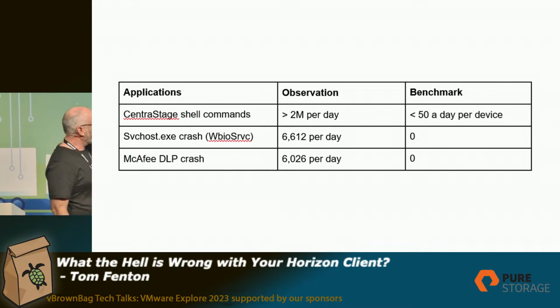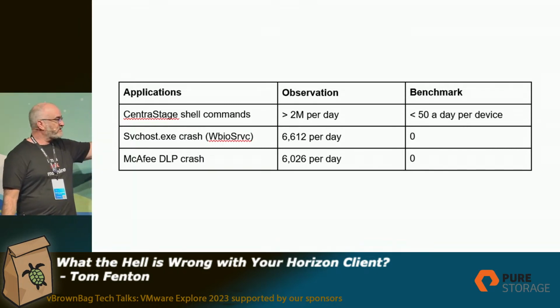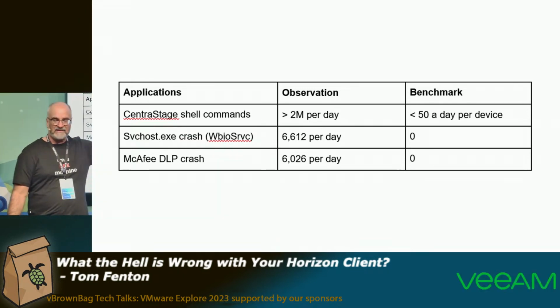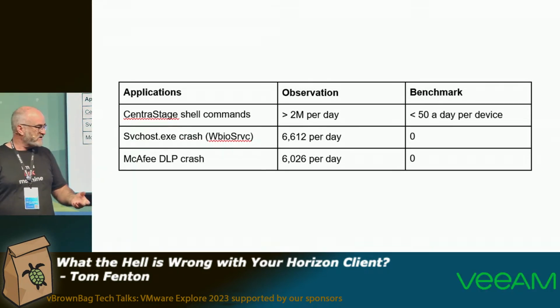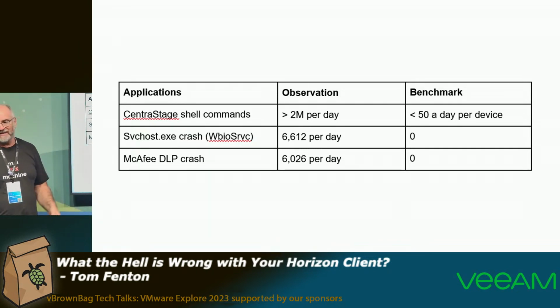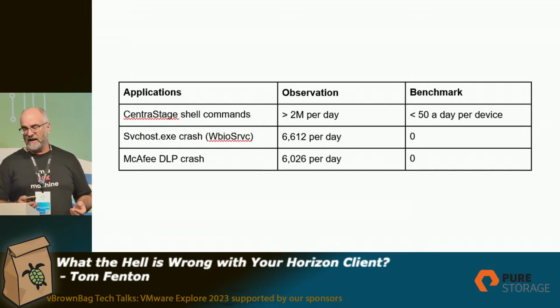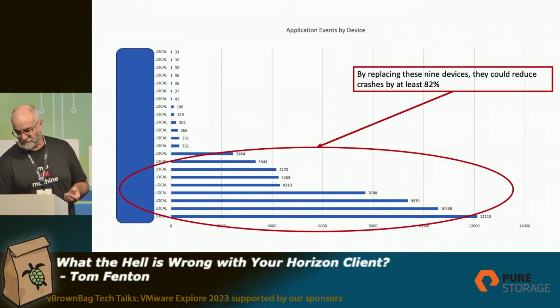And then we had another one, the service host, that was running some kind of WBIOS service. That was also just 6,000 crashes a day. That's 2/3 of their devices having that. And McAfee DLP crashes, everyone's favorite, right? McAfee. It was crashing too. They didn't have that insight. They didn't know where to go and investigate it.